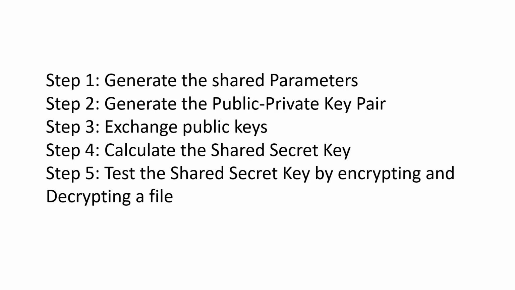And then we'll compare the two shared keys that they both calculate, and we'll see that they're exactly the same. After that, we'll test the shared secret key by both encrypting and decrypting a file. We'll create a file on Alice's side and encrypt it using that shared secret. Then I will transfer the encrypted file over to Bob, and he'll use his shared secret to decrypt it. So with that, let's go ahead and get started.